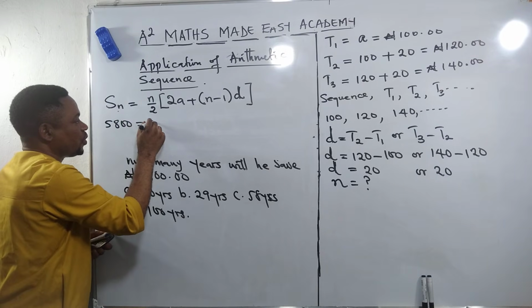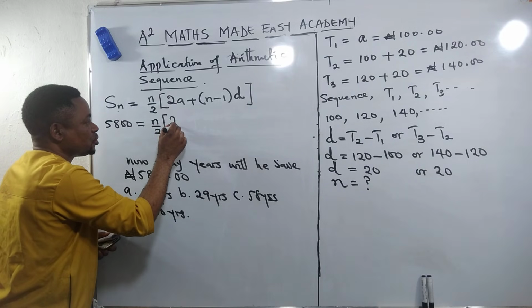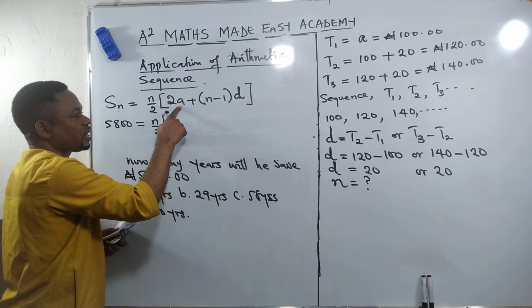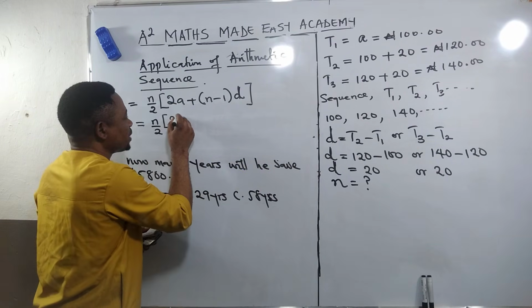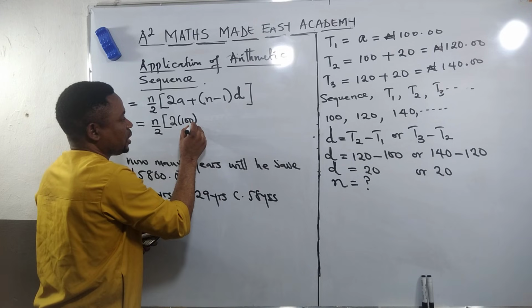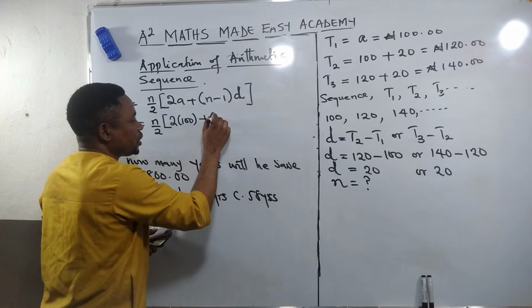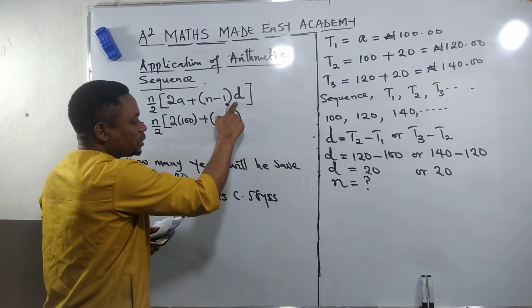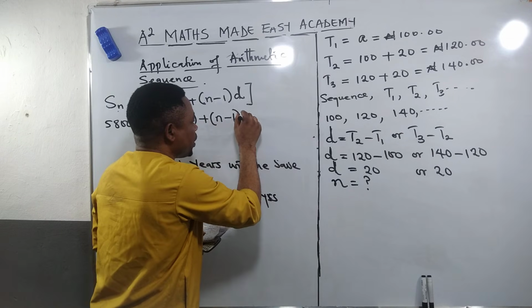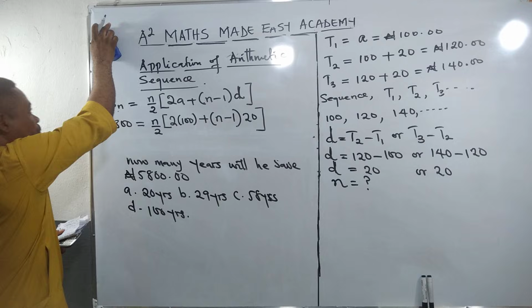n is constant. So n over 2, then open the bracket. This is 2 times a, where a is called the first term. Look at the value of the first term. What is it? 100. I will now say times 100. Close the bracket. Then you add, open the bracket, we are still looking for n, n minus 1. Close the bracket. Then what is the common difference? The common difference is 20. Then close the bracket. So this is what we are looking for now.